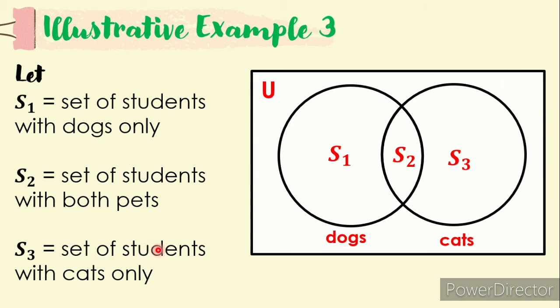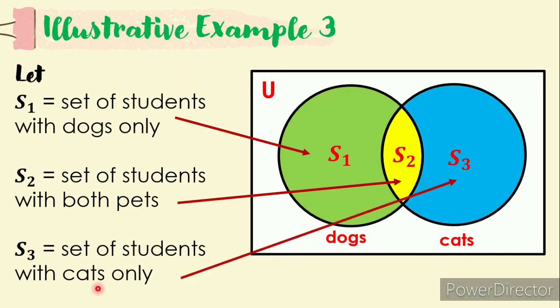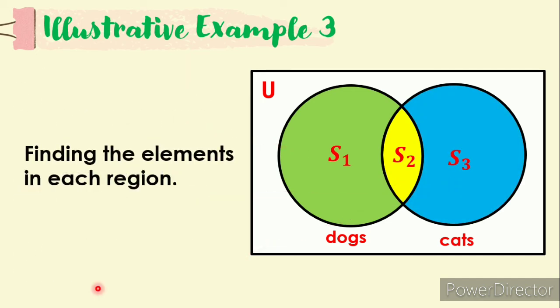So let this first set, or this S sub 1, be the set of students with dogs only. Next, this region is the set of students with both pets. And in this region, we have the set of students with cats only. Again, S sub 1 is the first region, S sub 2 is the second region, and S sub 3 is the third region. Now, let's find the elements in each region.